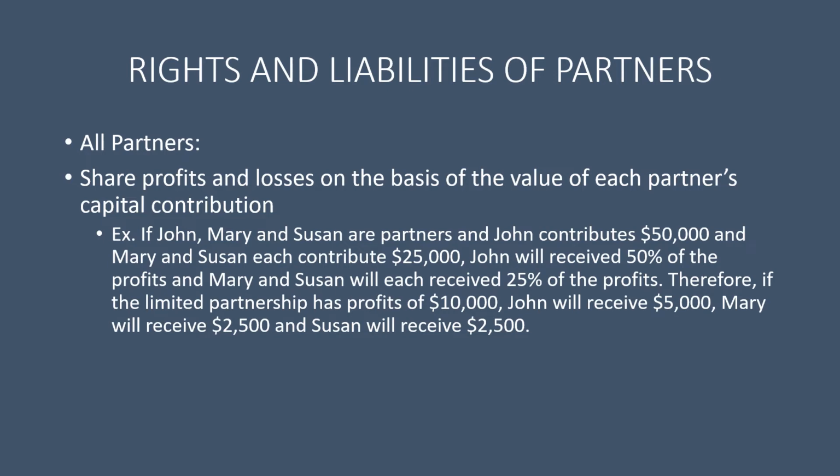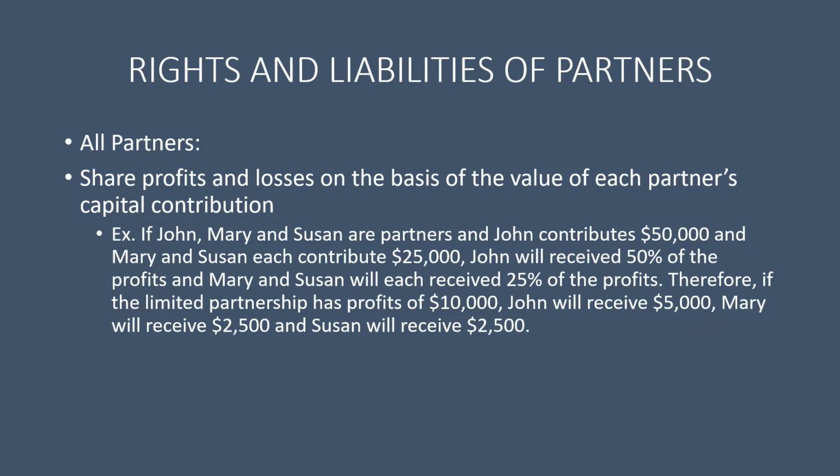If John, Mary, and Susan are partners in a limited partnership, and John contributes $50,000, and Mary and Susan each contribute $25,000, the default rule is that John will receive 50% of the profits, or be responsible for 50% of the losses, and Mary and Susan will each receive 25% of the profits.